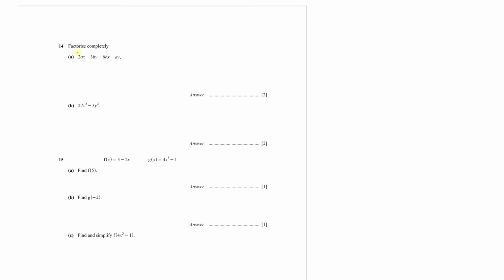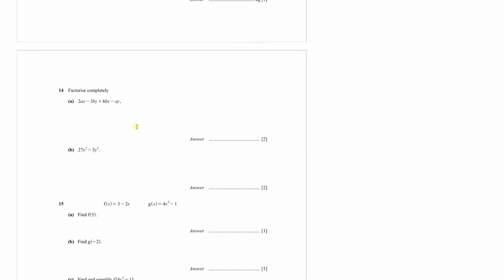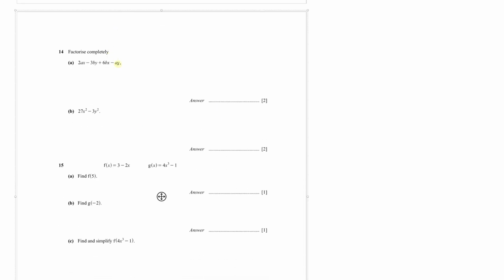Question number 14 is factorize completely. So you have 2ax minus 3by plus 6bx minus ay. I can rearrange these values. 2ax and 3by do not have anything in common. I can move this ay along with this 2ax. So if I rewrite this equation, I would get 2ax minus ay minus 3by plus 6bx.